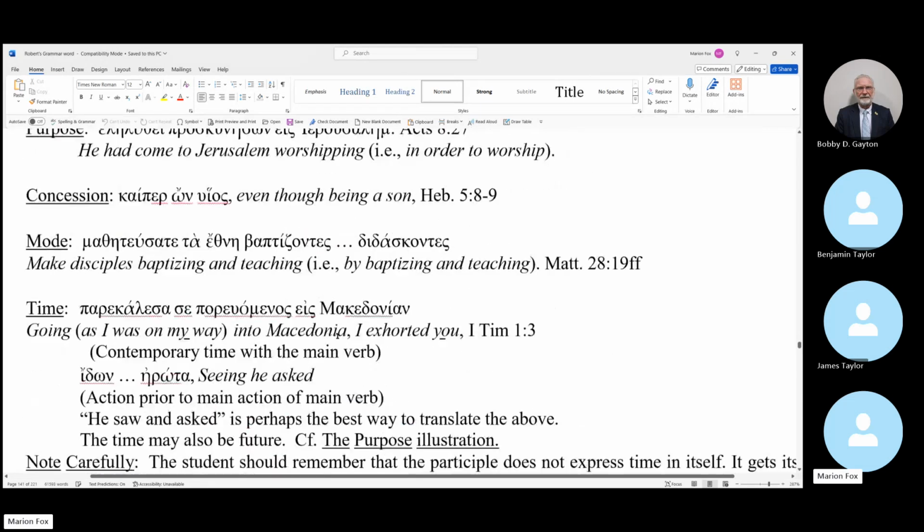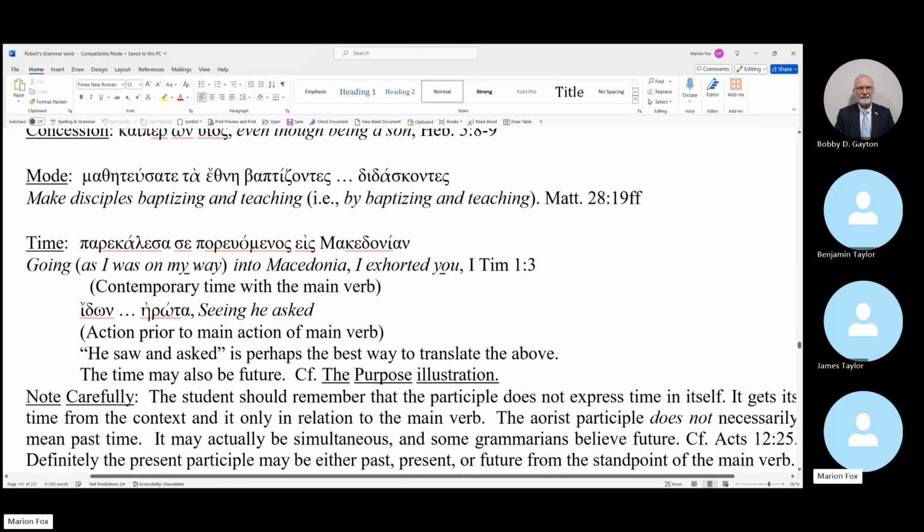All right. Then we have the time. And this gets into this. Sometimes we can use infinitives to express time too. We've already seen that, so infinitives can express time as well. Parekalesa se, poreuomenos eis Makedonian. Okay, so here, going is your participle. I exhorted you, accusative case there, while going into Macedonia. And so as I was on my way, I exhorted you.